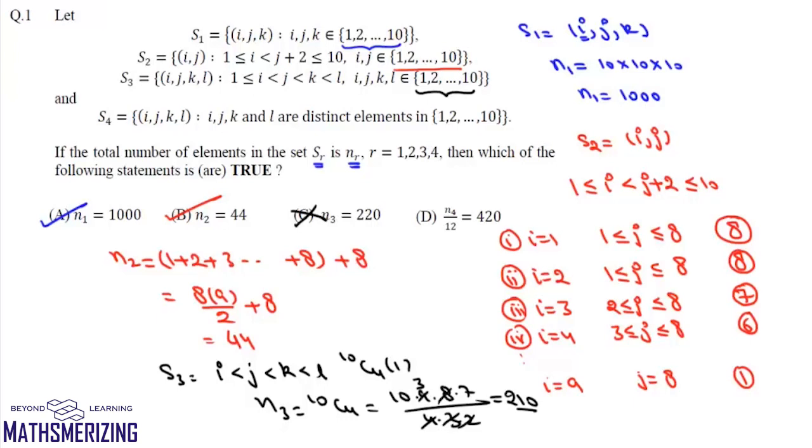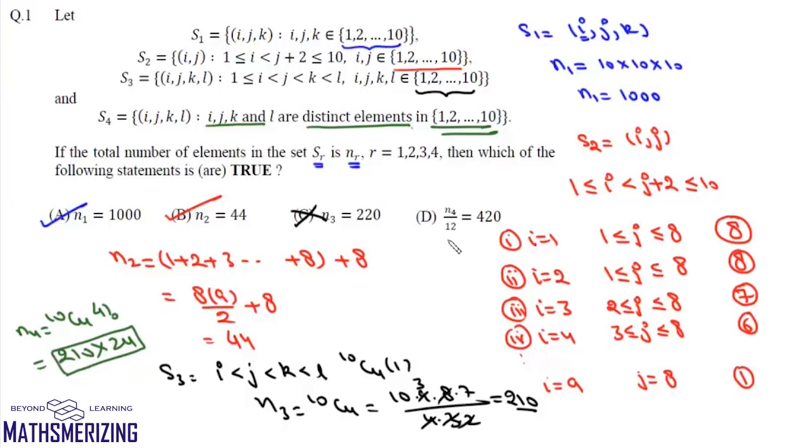Now in this N4 it says i, j, k and l are distinct elements. So here we just need to select 4 distinct elements. So for N4, we'll select 4 distinct elements in 10C4 ways. Now here we do not have any configuration. So these 4 distinct elements can be assigned to these 4 positions in 4! ways. So this N4 will be 10C4, which is 210, into 24. So the value of N4 will be 210 into 24.